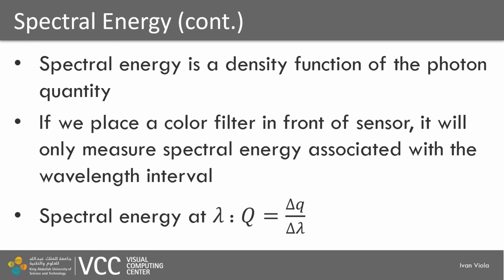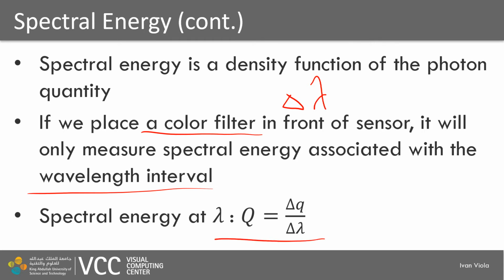How can we imagine this spectral energy? It can be understood as if we would take a color filter which is able to pass through energy of a certain wavelength with a certain interval of delta lambda. We measure the energy associated with that wavelength interval, and we can see this here as the expression. Therefore, the spectral energy will be smaller than the energy over a certain interval, because it is normalized over that interval, delta lambda. So this is the quantity spectral energy.